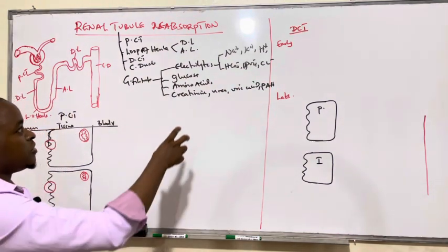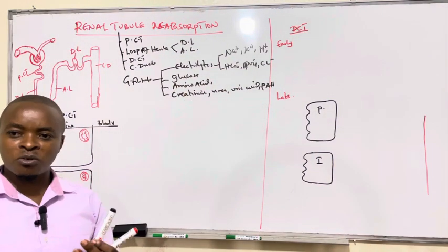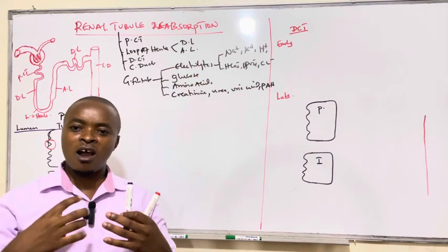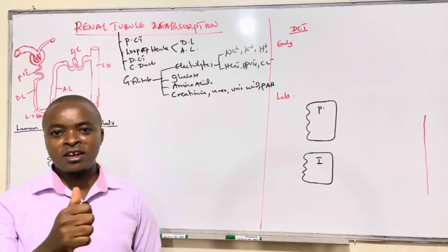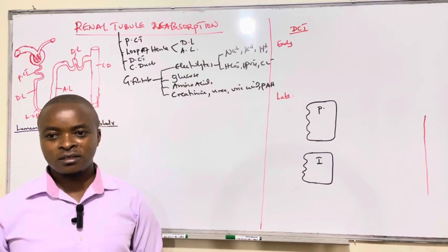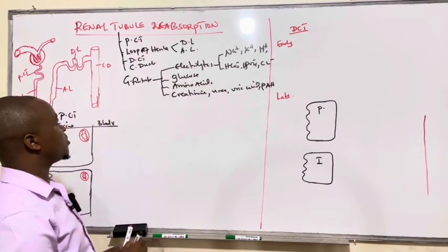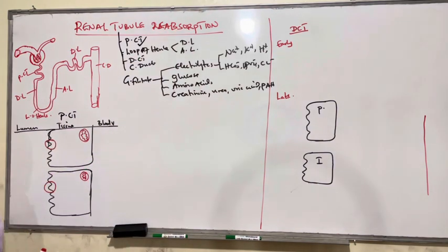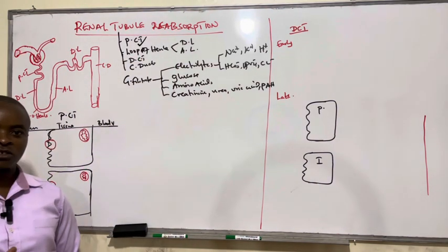So we want to see how these substances, as they pass through the proximal tubule, the loop of Henle, and the collecting duct, are reabsorbed depending on the body's need. And we want to begin with the proximal tubule. We want to see reabsorption in the proximal convoluted tubule.